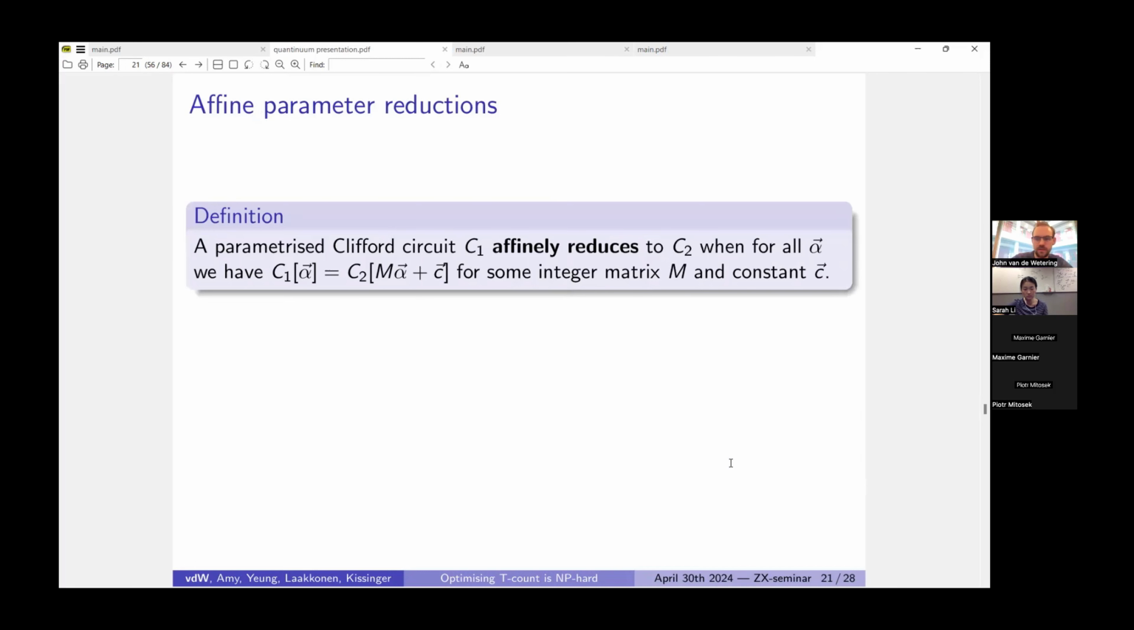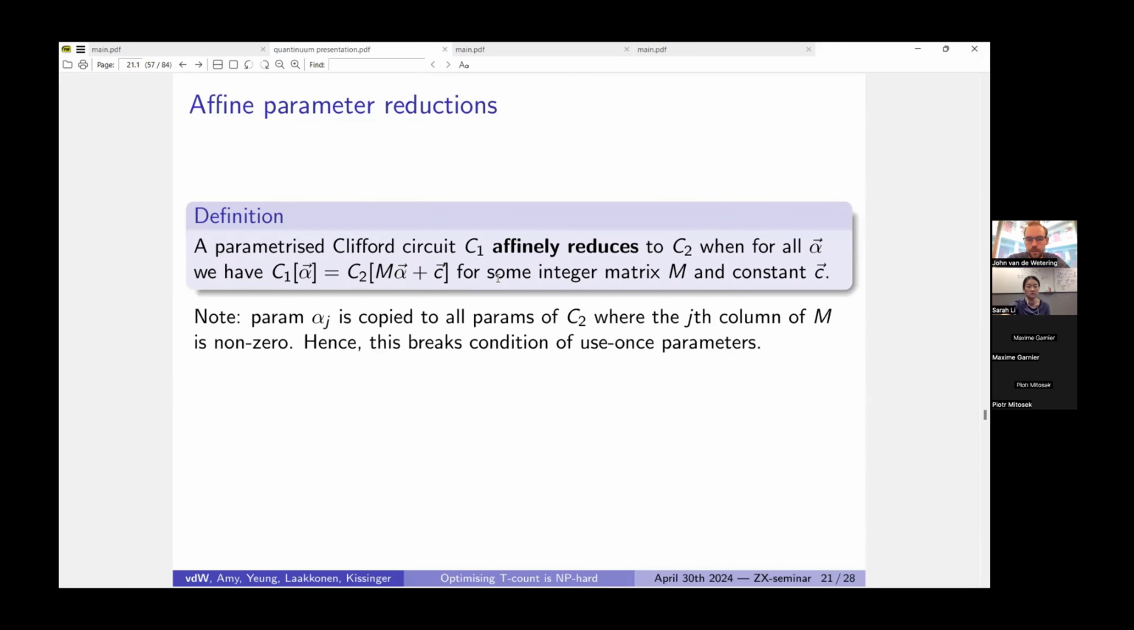And that finally gets us to the definition that I want to work with, which is that we have a parameterized Clifford circuit C1, and we say it affinely reduces to C2 if for all alpha we have this relation. Actually there should be a global phase here, but I ignored it. So they are related by just some matrix.